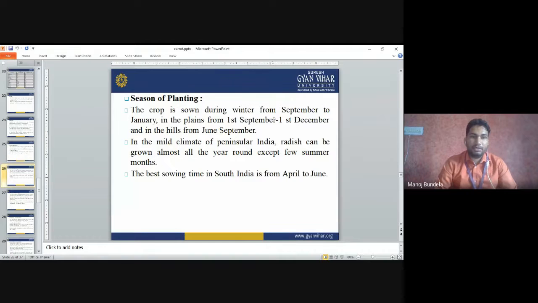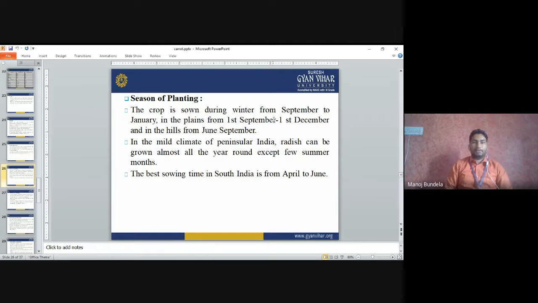Season of planting. The crop is sown during winter, from September to January. In the plains, it is sown from 1st September to 1st December, and in hills in June to September. In plains, the temperature will be higher in December and January, so normally it is grown earlier, but in hills it is grown in June to September.